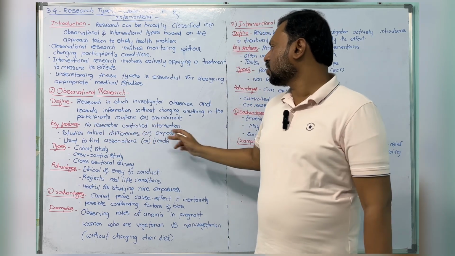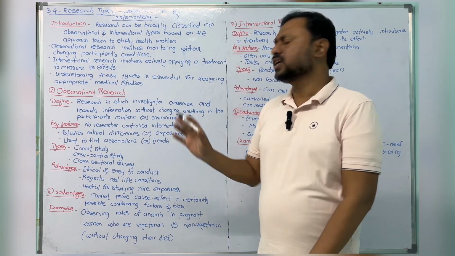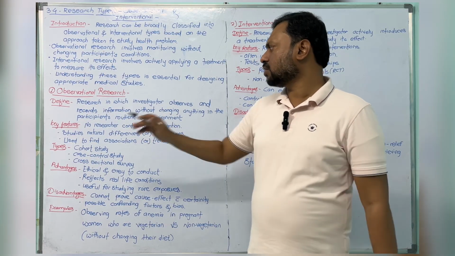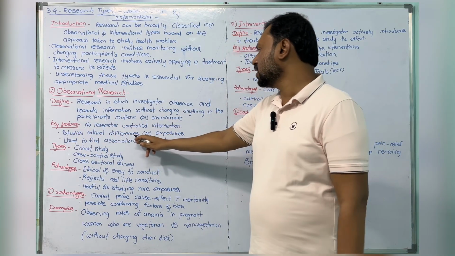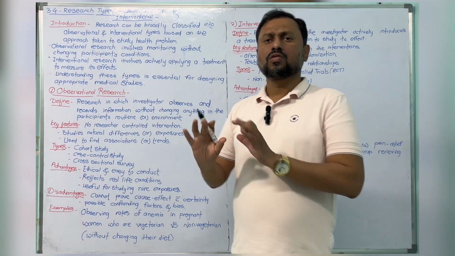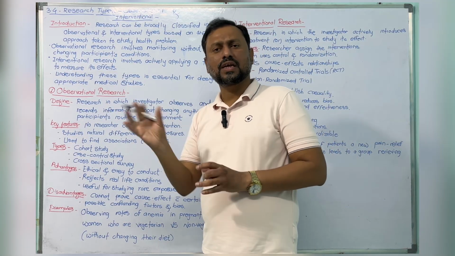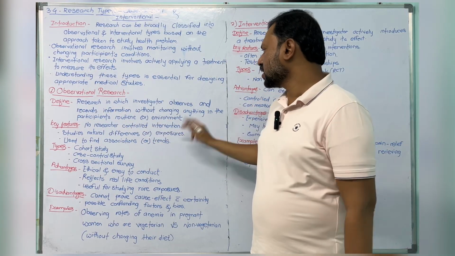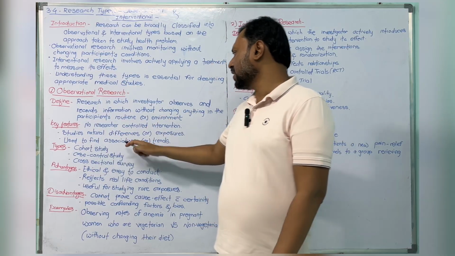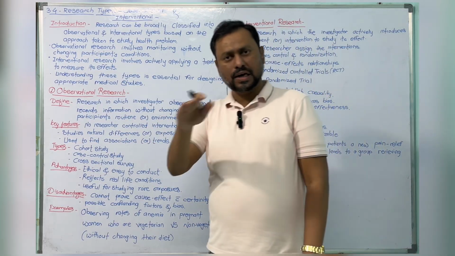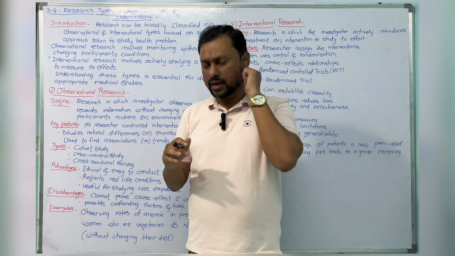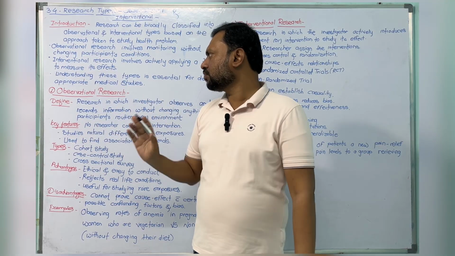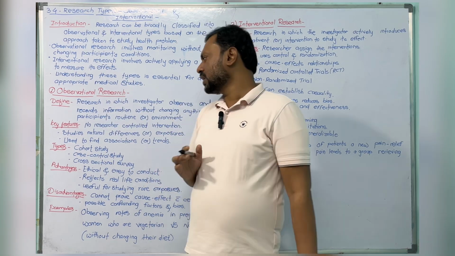No researcher-controlled intervention. It means the researcher is not changing anything, just observing and studying natural differences and exposure. What natural things are going on, the researcher only observes and records. That is the key feature here. The next thing is that it is used to find associations and trends. What trends are going on, what associations are there, the researcher observes and writes them down. This is the key feature present in observational research.